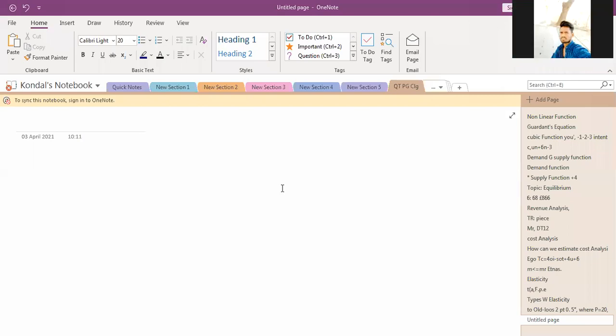Today we will discuss a topic that is elasticity, continuing from the last class. Last day we discussed the elasticity of demand, price elasticity, and income elasticity. Today we will discuss the cross elasticity of demand, and how we can measure it when some values are given.